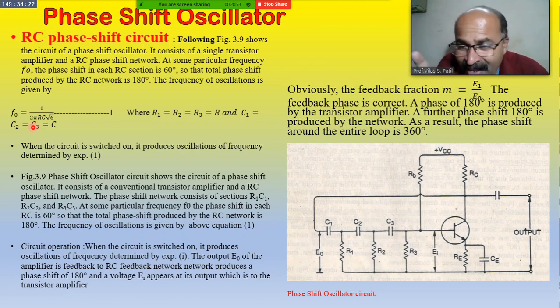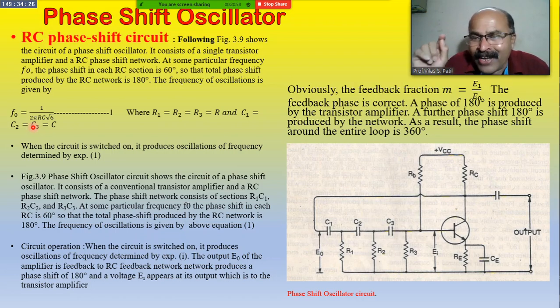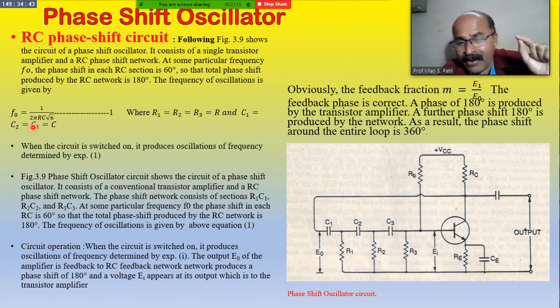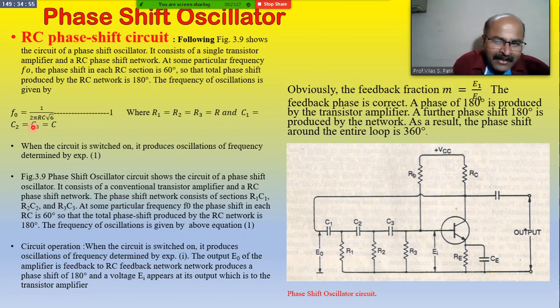This is the formula, and the frequency of this phase shift oscillator depends upon the magnitude of R and C. That is, the magnitude of R1, R2, R3, which is equal to R, and C1, C2, C3, which is equal to C. On the magnitude of R and C, the frequency of the phase shift oscillator will depend. Okay, then the second part is the role of the tank circuit, which is played by the ladder circuit.